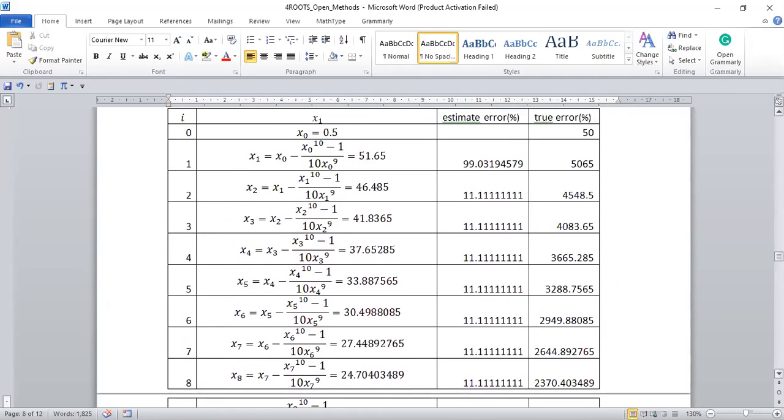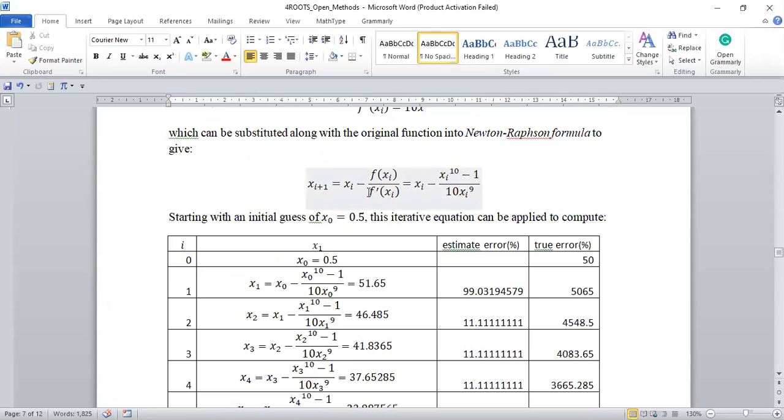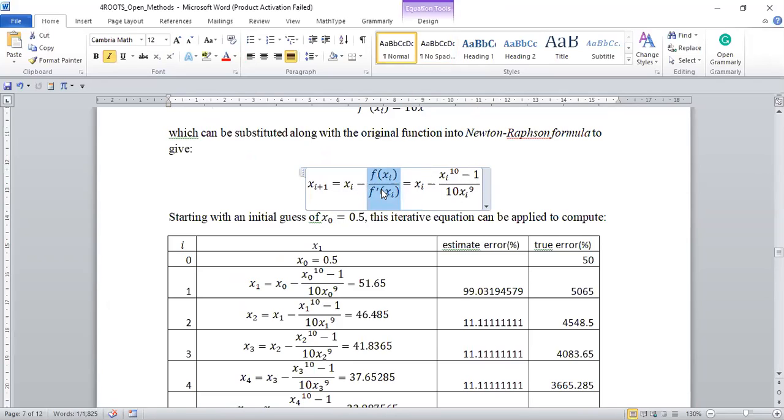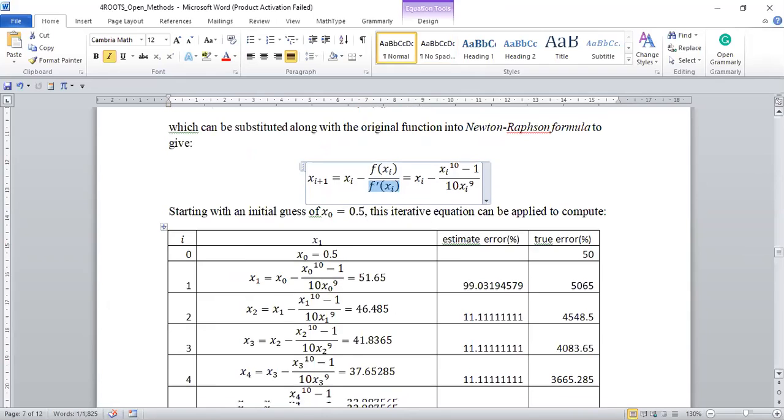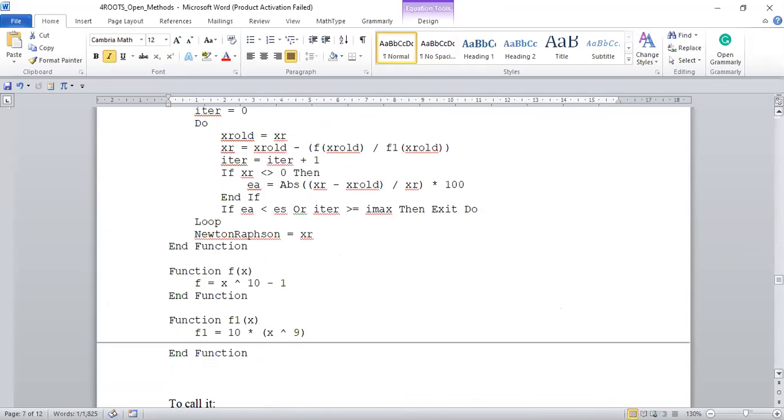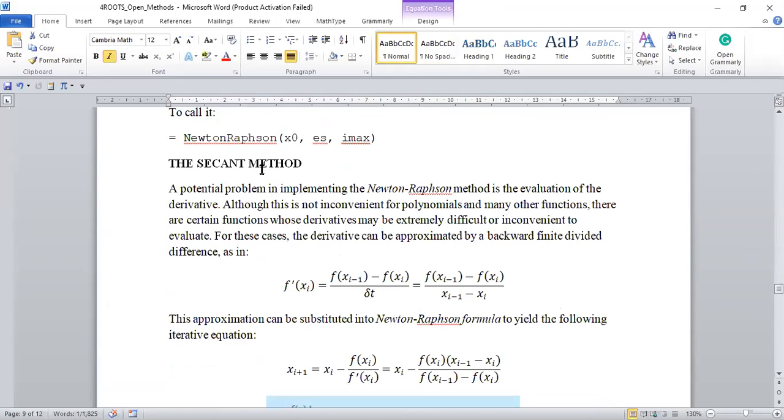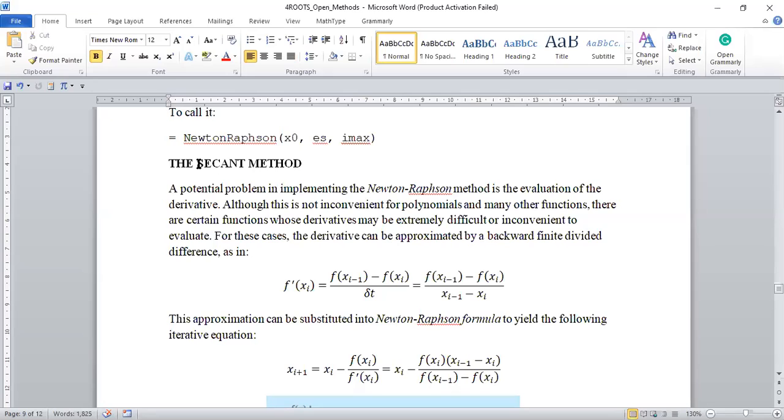Like you rightly said, let me go back, you have to do the first derivative. Because of this limitation, we have another method called the secant method. Because you have to do the derivative, another method was developed in order to bypass the derivative, and that's the secant method. So we're going to be considering the secant method.